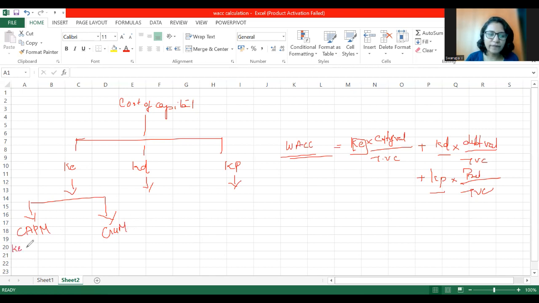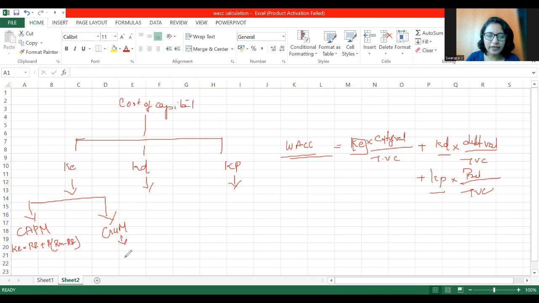In the Capital Asset Pricing Model, KE is RF plus beta of RM minus RF. Now, what is RF? RF is your risk-free rate of return, like the rate of return of a government bond or a treasury bill. Beta is the measure of sensitivity: how sensitive your stock in hand is compared to the market. RM is the expected market rate of return and RF is again the risk-free rate of return. We plot all these figures, we get cost of equity.